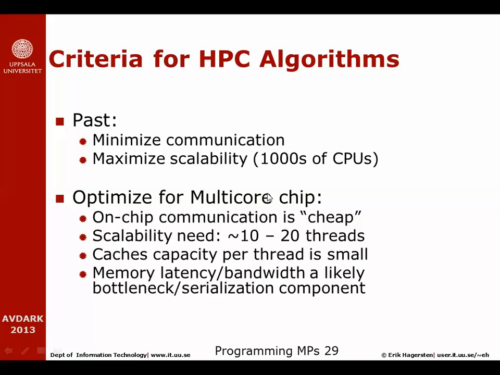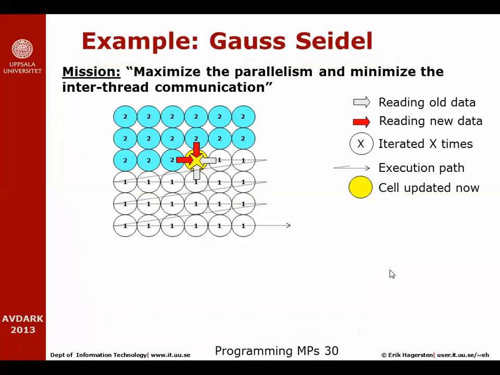So designing an algorithm for multi-core is actually a different task than just getting the maximum amount of parallelism, as the theoretical work has been looking at before in finding good HPC algorithms. So data locality is important. That's what you're going to see in this example here. The example we're going to look at is the algorithm Gauss-Seidel.